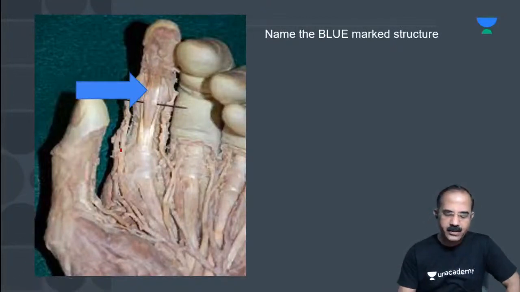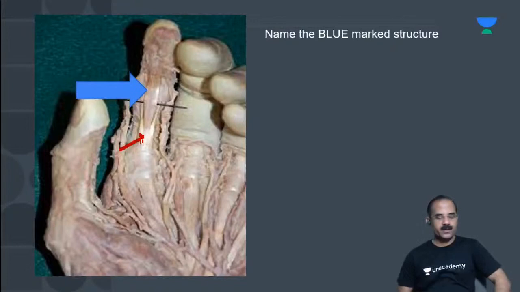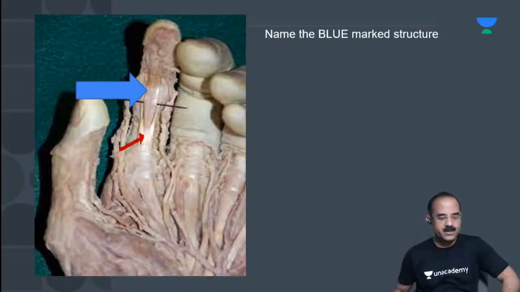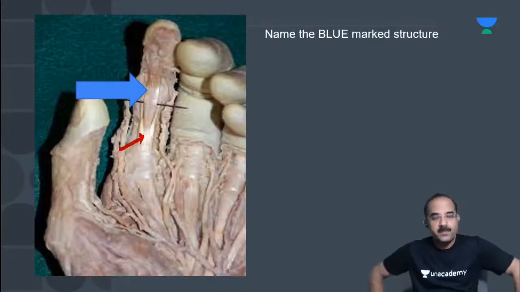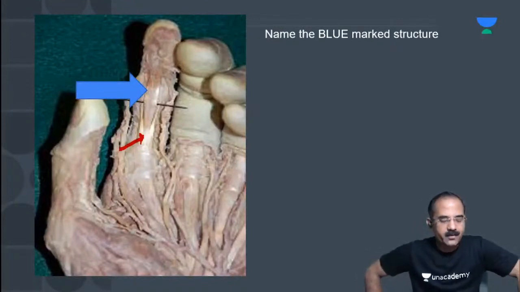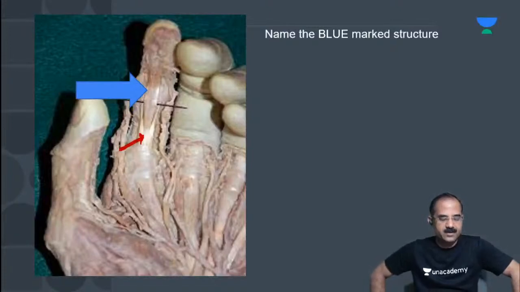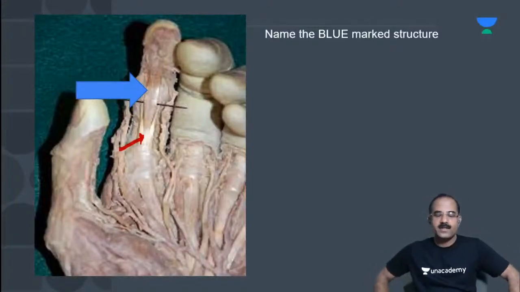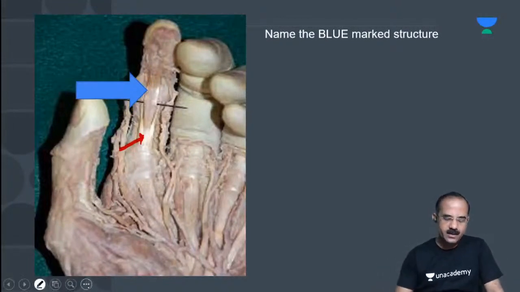And if I point a pointer here for you, what is this tendon of? It's not the digital expansion. Digital expansion is on the dorsal aspect. The blue pointed structure is the tendon of flexor digitorum profundus. And what is this red pointed structure? That's the flexor digitorum superficialis. Flexor digitorum superficialis and flexor digitorum profundus.